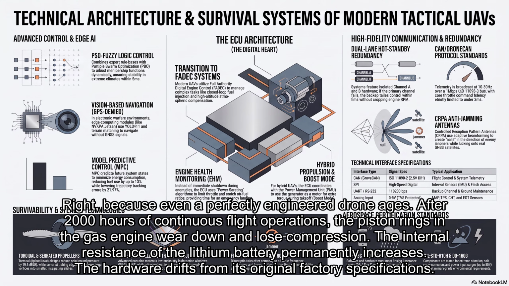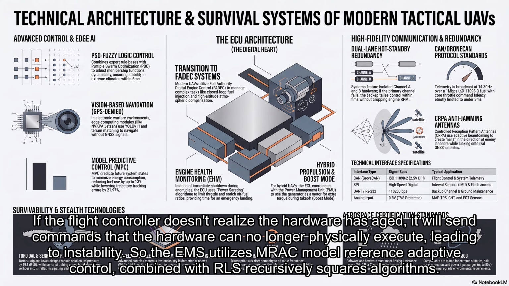After 2,000 hours of continuous flight operations, the piston rings in the gas engine wear down and lose compression. The internal resistance of the lithium battery permanently increases. The hardware drifts from its original factory specifications. If the flight controller doesn't realize the hardware has aged, it will send commands that the hardware can no longer physically execute, leading to instability. Yeah. So the EMS utilizes MRAC, model reference adaptive control, combined with RLS, recursive least squares algorithms.